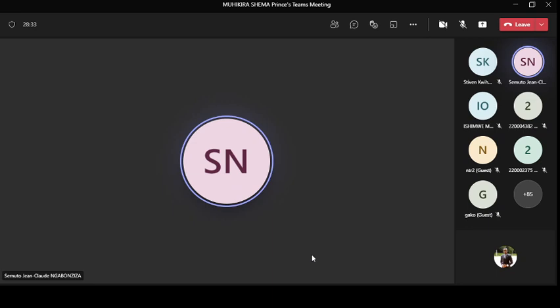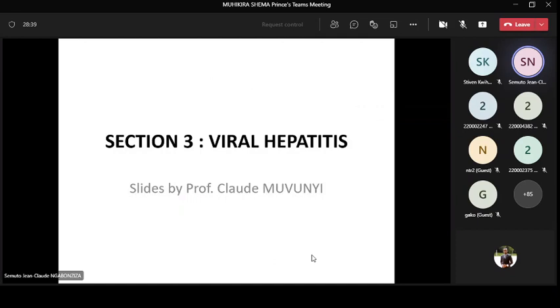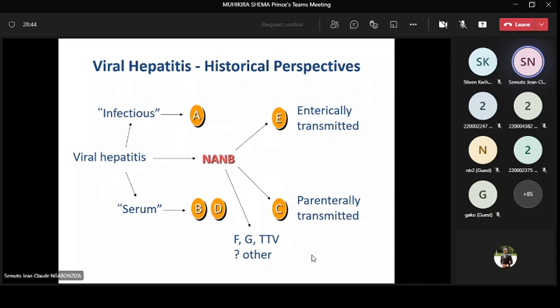So, viral hepatitis. We have many types. They are not caused by viruses of the same family, so they are totally diverse. We have some that are enteric, transmitted through the fecal oral route, which are A and E. We have some which are transmitted by blood, B, D, and C. And we have also some others that are not yet known, like FG and TTV, so they are not really classified, and they are thought to be parenterally transmitted.